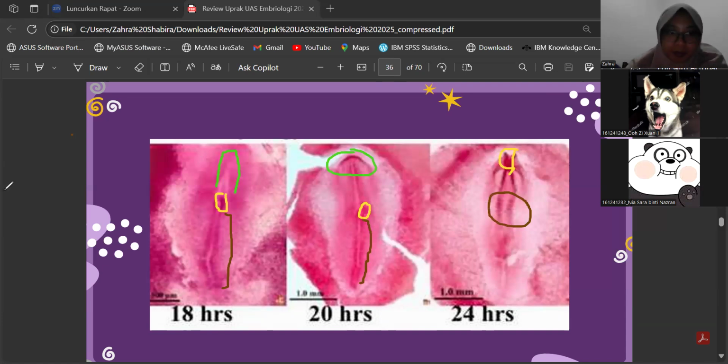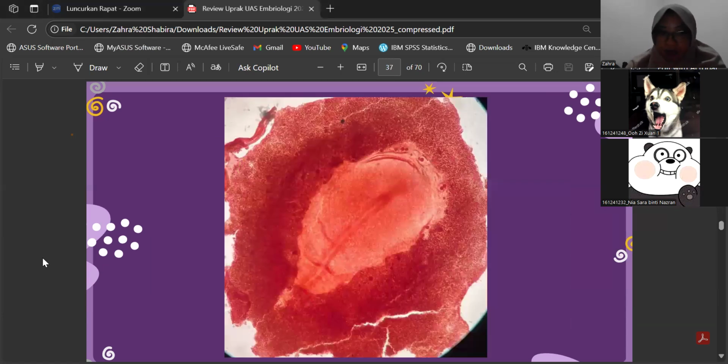Neural tube and neural fold. Neural fold, and at the middle is neural groove. This is recall again. Okay, we go to the next slide.